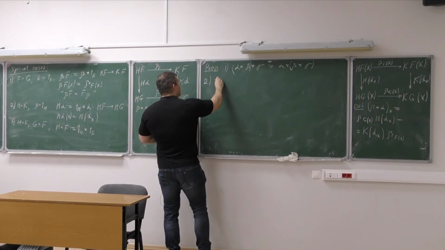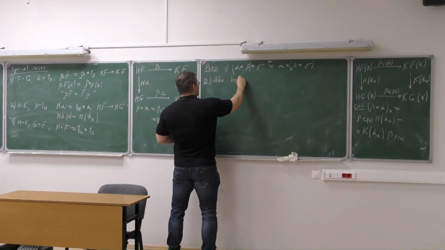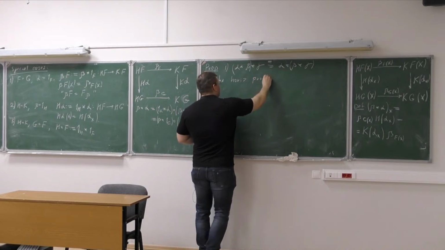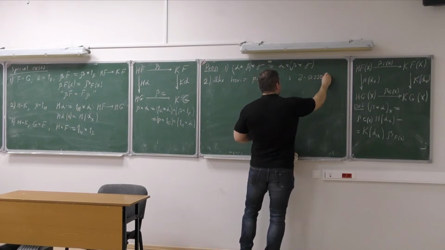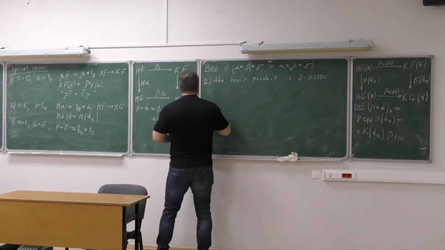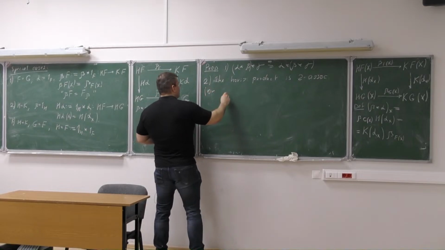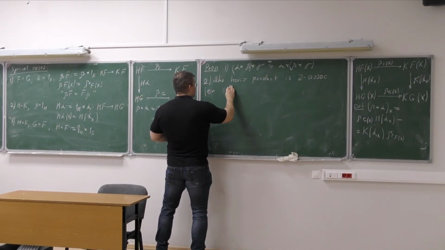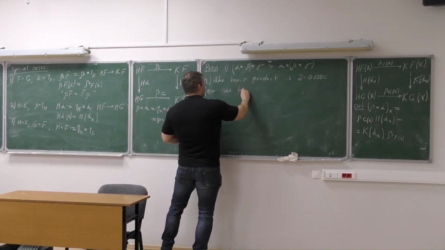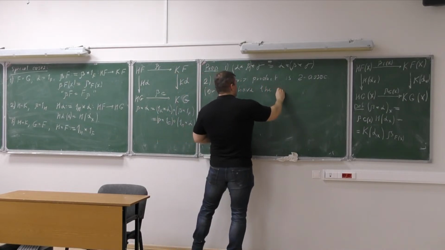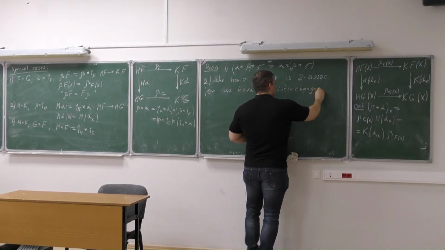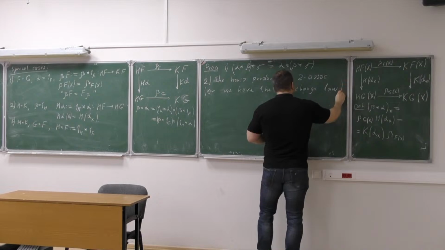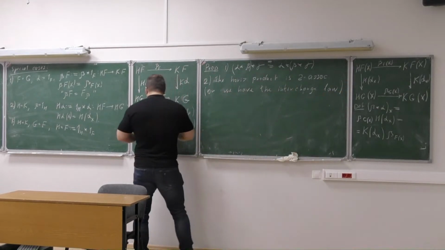So the horizontal product is two-associative, or equivalently we can say that we have the interchange law. And the statement is the following.